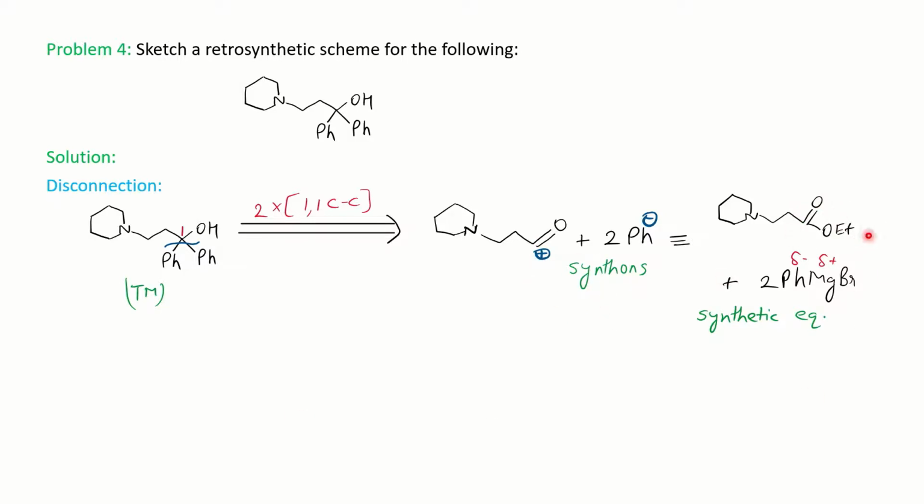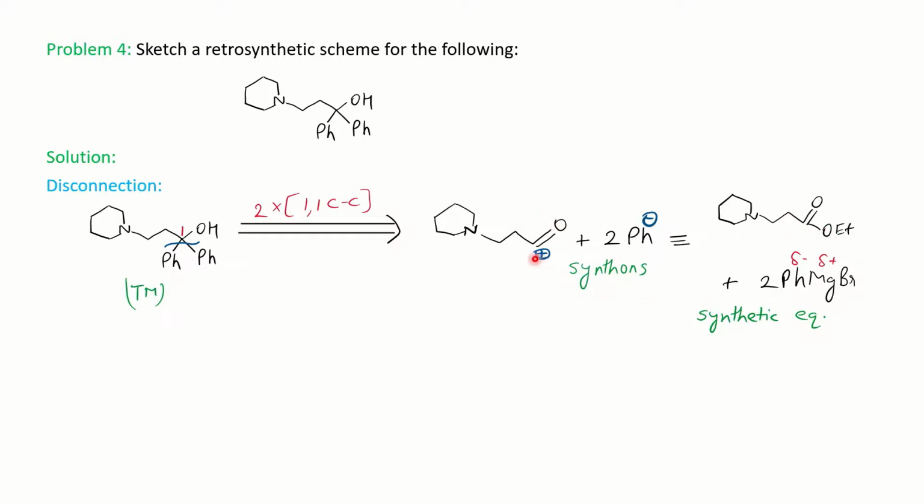Here I have used OEt. Since I have shown the carbonyl here, and the carbonyl has a positive charge, you can stabilize it with a negative species. So it is a small change: with respect to this synthon, I have designed an ester here.